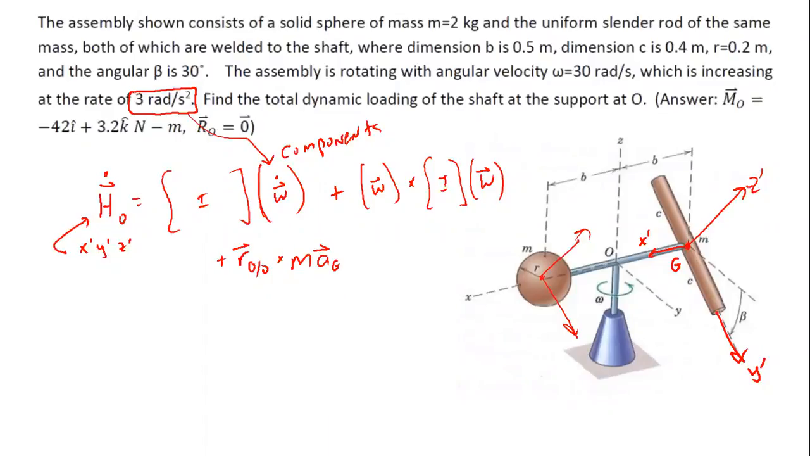So if it's in the i, j, k that I've given you, what do I have to do with this H_O dot that I've expressed in the x prime, y prime, z prime? We use a transformation matrix to go back, right? You can either use a transformation matrix or you can use sines and cosines, but since you've got MATLAB at your disposal, it may be easier to do the transformation matrix.